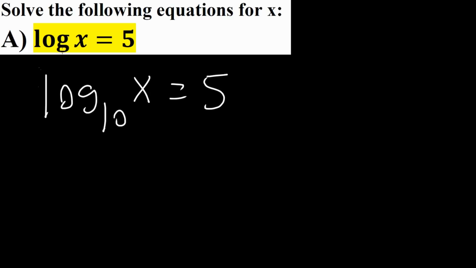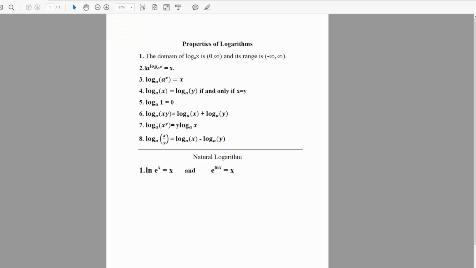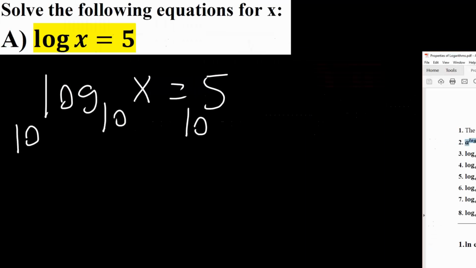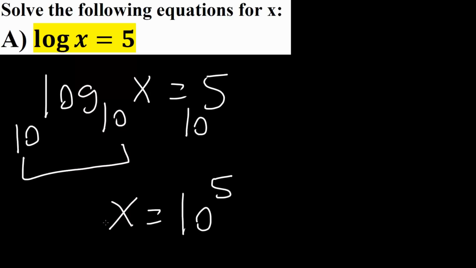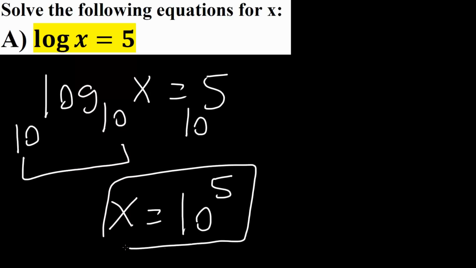And so this is what we could say: log base 10 of x is equal to 5. Using one of our log properties, if we put a 10 here, we'll also put a 10 here. Let me pull up the log property. We get something like this: log base a of a^x is equal to x. So for our case, this right here would be 1, and we would be left with x. So x is equal to 10 raised to 5. And this is our final answer, and that's all we need to do for this problem.